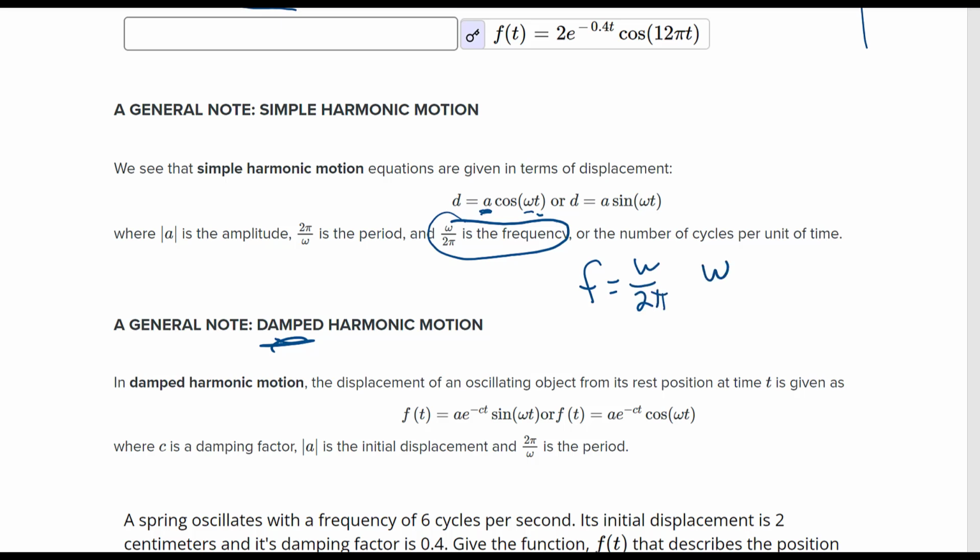So our omega is 2 pi times the frequency. And we use that number as the coefficient of t. And that's the same thing down here.